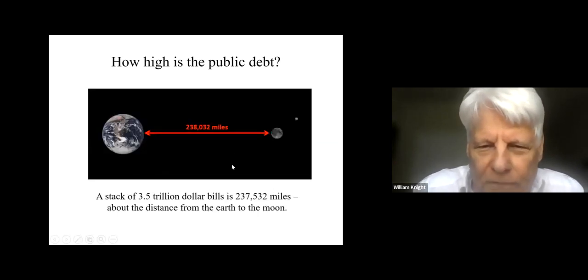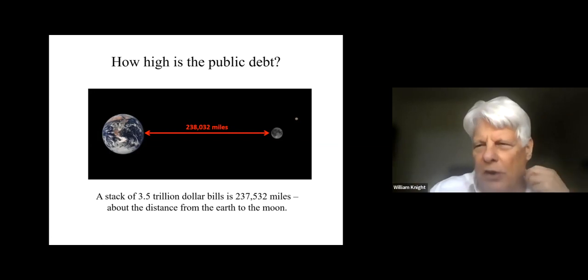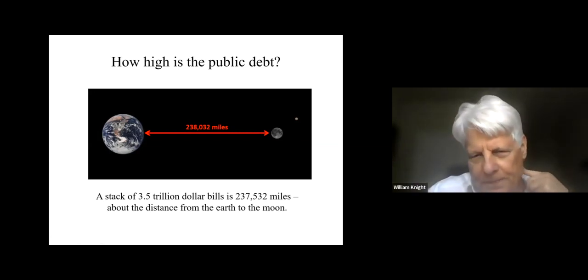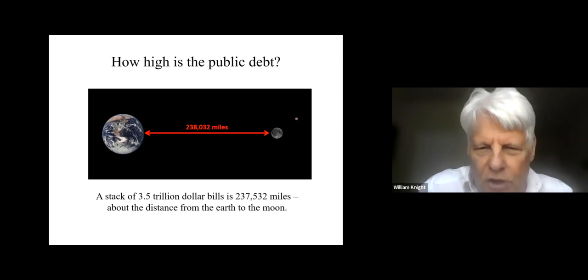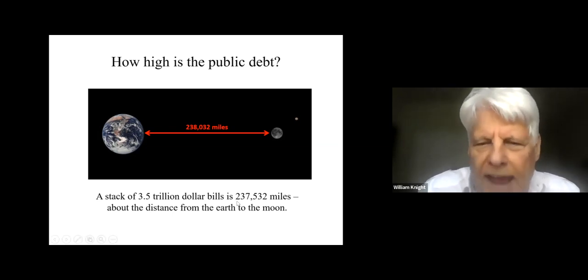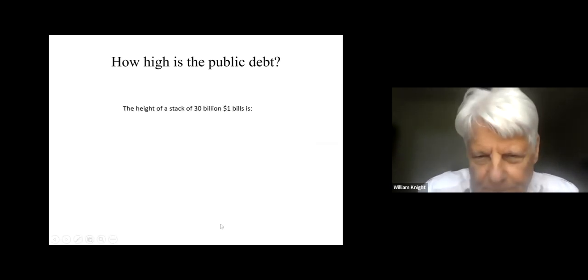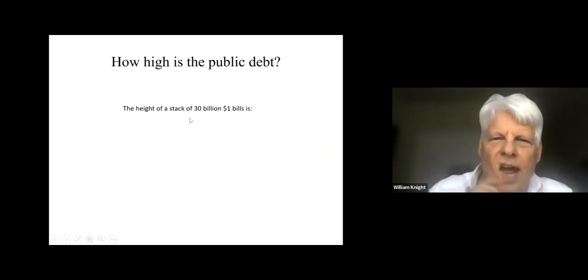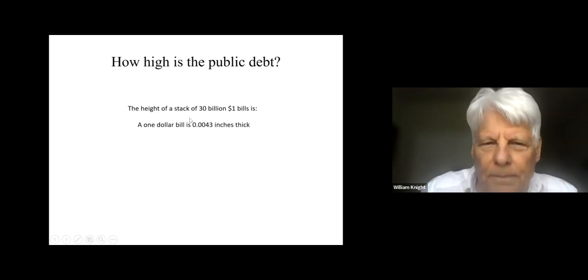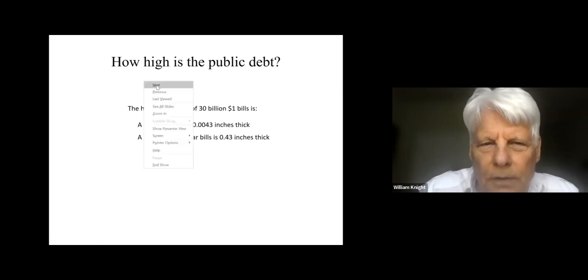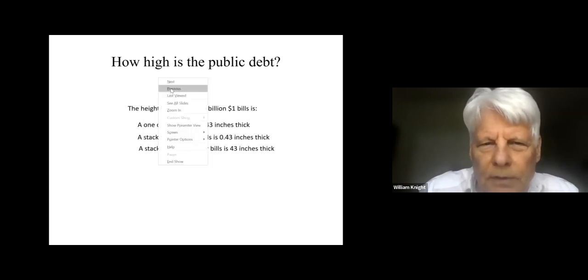A stack of $3.5 trillion, which was about last year's deficit, would be about 237,532 miles, about the average distance from the Earth to the moon. The height of a stack of 30 billion $1 bills. Okay. Now, let me go to the previous.